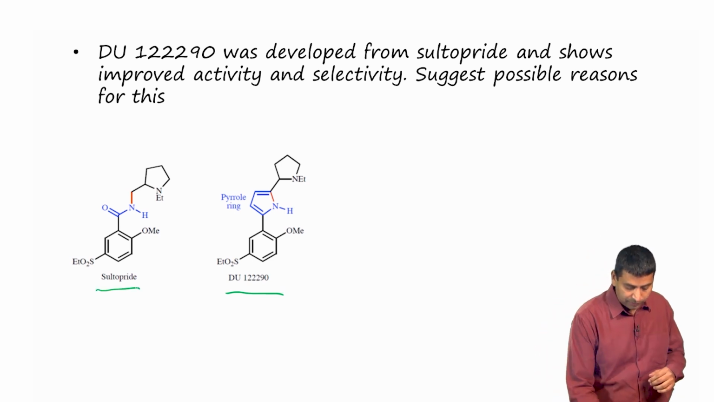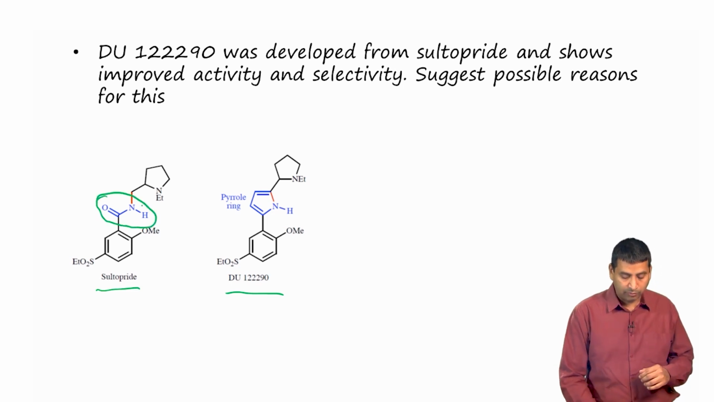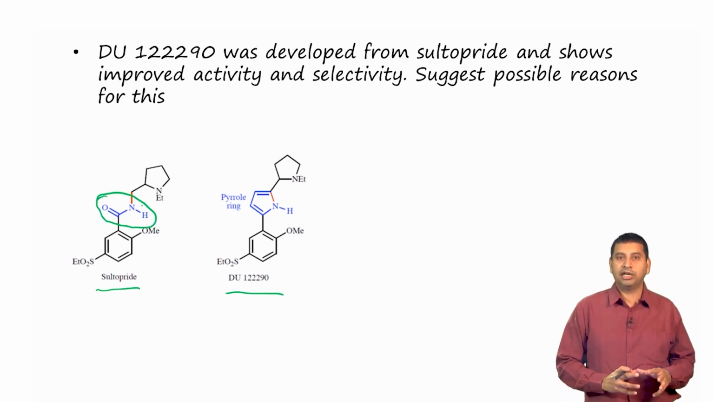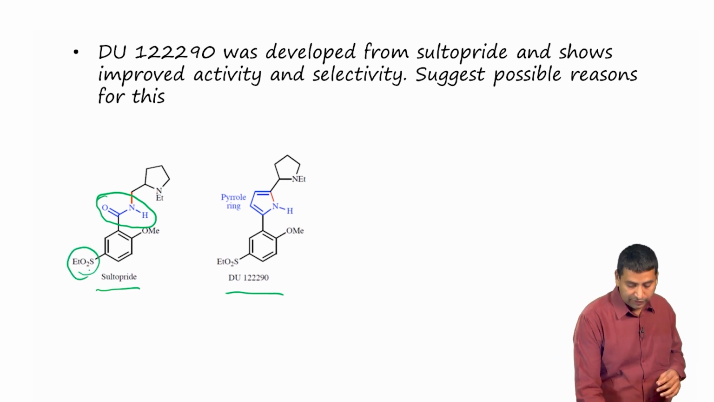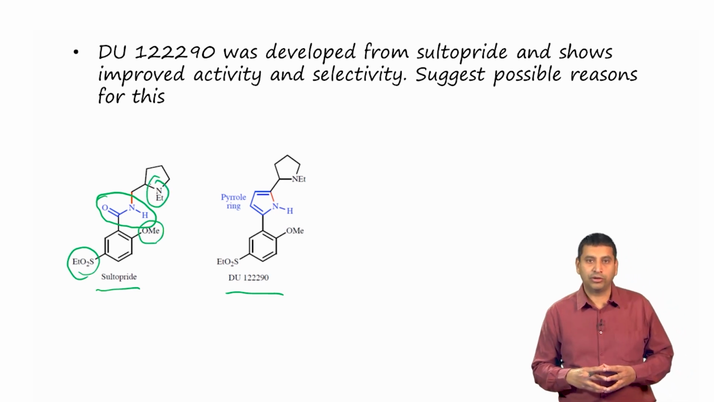Sultopride is shown here, and in blue is the amide bond, and in red is the carbon nitrogen bond. These are perhaps going to be some things that are important. And you also have a sulfone, a methoxy group and an N-ethyl group. So these are the major functional groups that are present in the molecule.